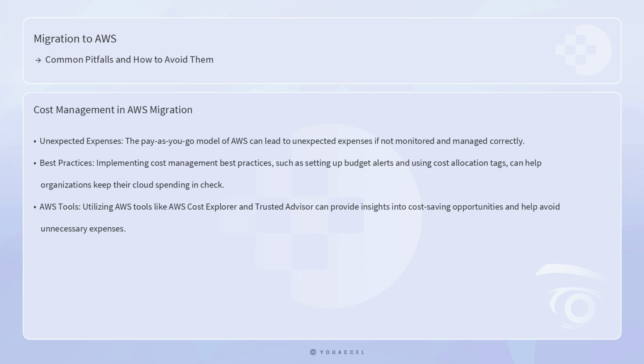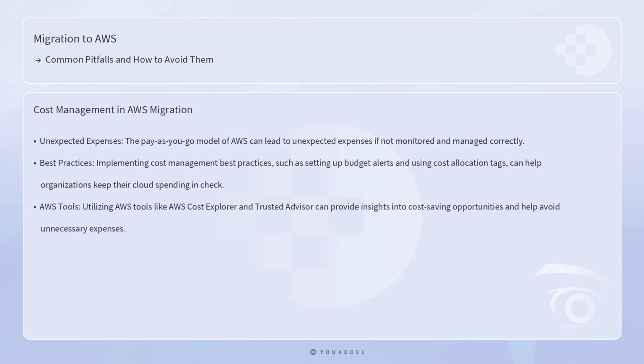Cost management is another critical area where organizations often falter during AWS migration. The pay-as-you-go model of AWS can lead to unexpected expenses if not monitored and managed correctly. Implementing cost management best practices, such as setting up budget alerts, using cost allocation tags, and regularly reviewing the AWS cost and usage report, can help organizations keep their cloud spending in check.